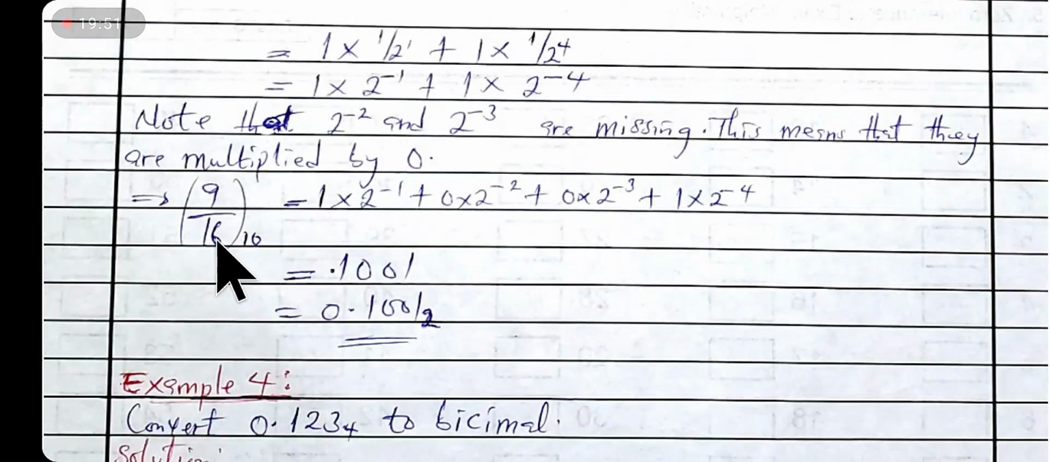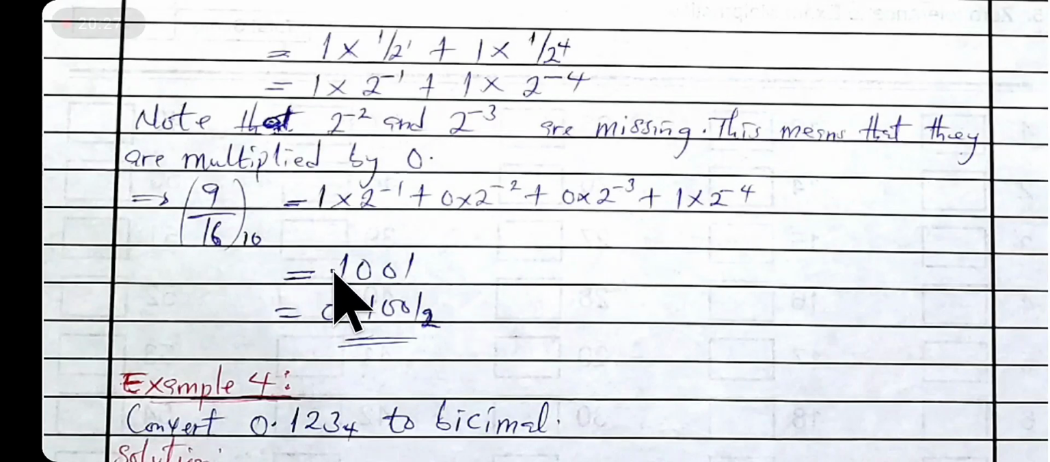9 over 16 in base 10 is the same thing as 1 times 2 raised to power 1 times, we have to bring the 0 now, to fill the missing links. So 0 times 2 raised to the power minus 2, which is not there before, we just introduce it. Why? Because 0 times 2 raised to the power minus 2 is still 0. Okay, so it doesn't mean anything. So we just bring it to fill in the gap. Okay, so 0 times 2 raised to the power minus 3 plus 1 times 2 raised to the power minus 4. So the answer now is going to be this 1, this 0, 0, and 1.